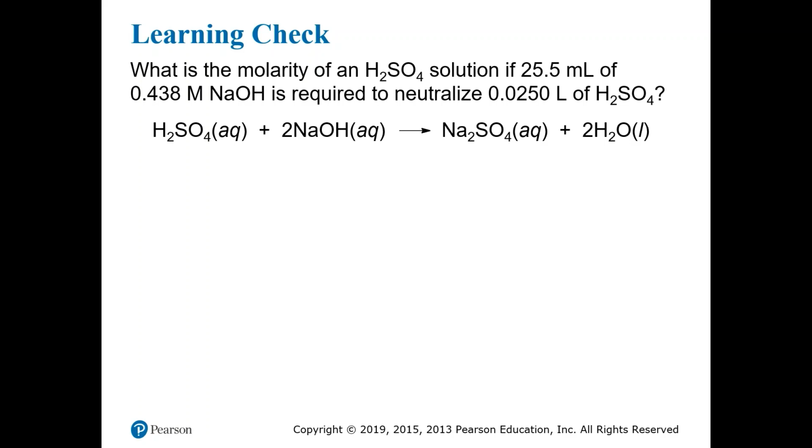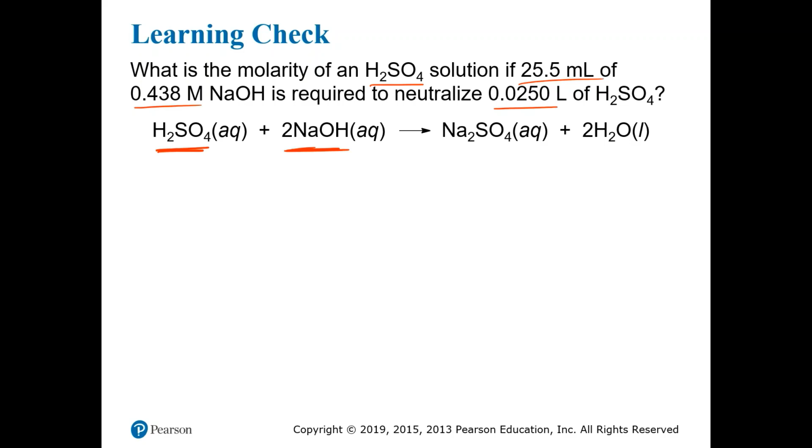Let's do a somewhat more difficult example using the first method. So here the question says, what is the molarity of an H2SO4 solution if 25.5 milliliters of 0.438 molar sodium hydroxide is required to neutralize 0.0250 liters of sulfuric acid, H2SO4? Luckily, they give us the balanced equation between these two substances. 1 mole of sulfuric acid neutralizes 2 moles of sodium hydroxide because each mole of sulfuric acid has 2 hydrogen ions in it. This produces sodium sulfate and 2 moles of water, but we're not really concerned with the products, more the relationship between the acid and the base here.